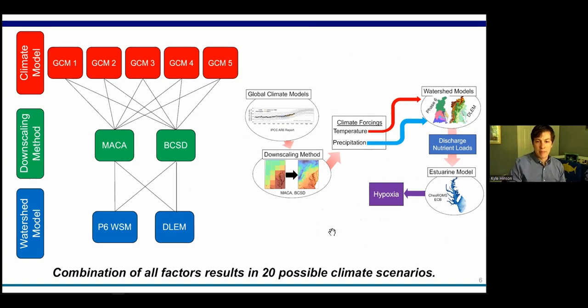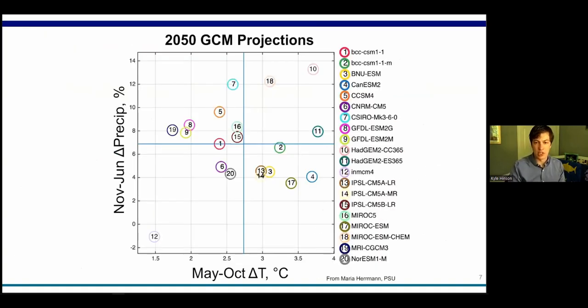And as I mentioned, selecting which GCMs you would like to use is a fairly non-trivial process. So we are looking at estimates of change by mid-century compared to the 1990s, which is important for management purposes here in the Chesapeake Bay. And what I'm showing in this plot are the changes in warmer month temperature against November to June precipitation, because these time periods have been found to be most highly correlated with changes to hypoxia in the current period.